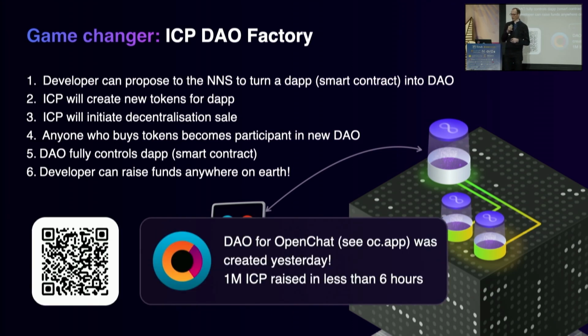And just on Saturday morning, we had OpenChat, which is a messaging application on the Internet Computer. They had just done this DAO creation and raised about $5.5 million US dollars in that decentralization sale. So they now have a nice treasury to build on their OpenChat protocol even further. Again, I invite you to go and check out OpenChat, maybe even buy some chat token on the secondary market and become a participant in the OpenChat DAO.